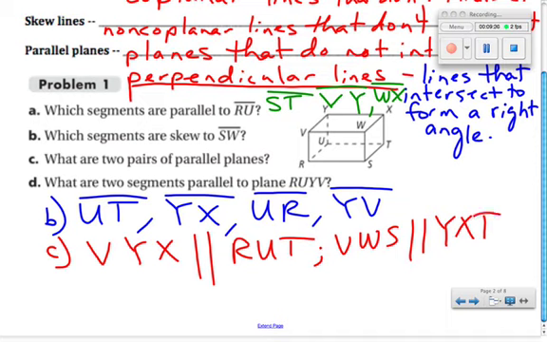And finally, in part D, segments that are parallel to plane, and there they go with the 4 letters, RUYV. I'm looking for segments that are parallel to plane RUYV. Matthew, just give me one, please. ST. ST is one of them. Helena, can you give me another? WS. Yes.